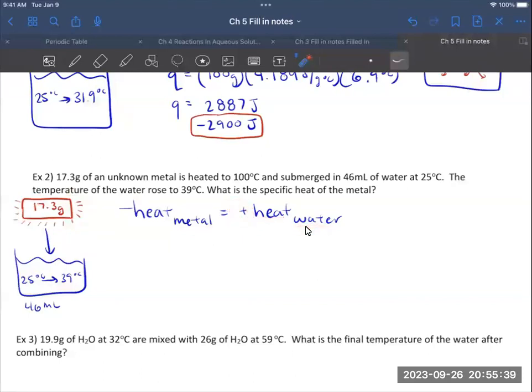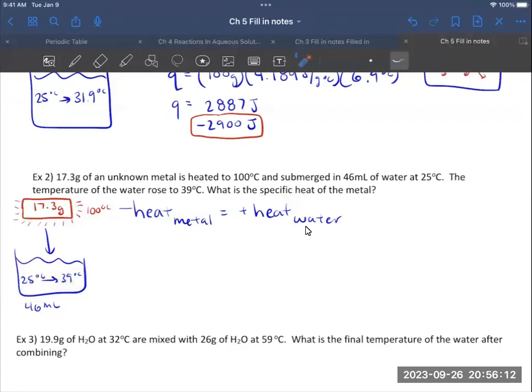Okay, the second thing to understand is that if the temperature of the water rose to 39, that means the temperature of this piece of metal dropped to 39, because they're going to be exchanging heat until there's no more difference in their heat. So this metal started at 100 and it's going to stop at 39. This water started at 25 and it's going to stop at 39. They're going to continue to exchange heat until their temperatures are the same, and then the heat exchange is done. Okay, once you have those two concepts done, let's take a look at how they answer the question.